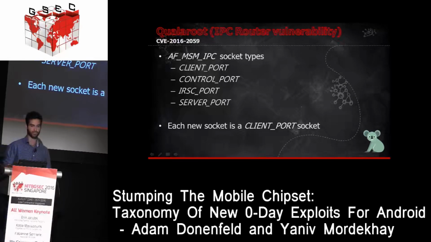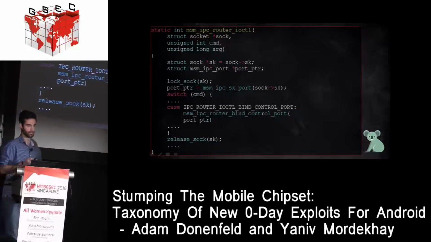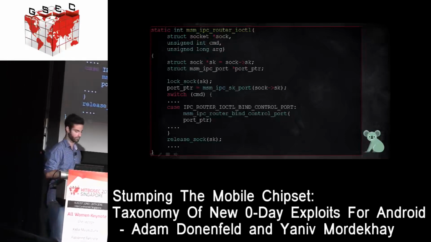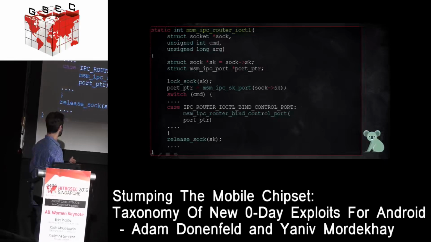So how do we create a control port? We just have to ioctl our current client port socket. So as we can see here, the function first locks our client port socket, so we cannot issue 2 ioctls simultaneously on the same socket at the same time. And then according to our request, it issues specific operations. In our case, if we issue IPC router ioctl bind control port, our client port will be converted to a control port.